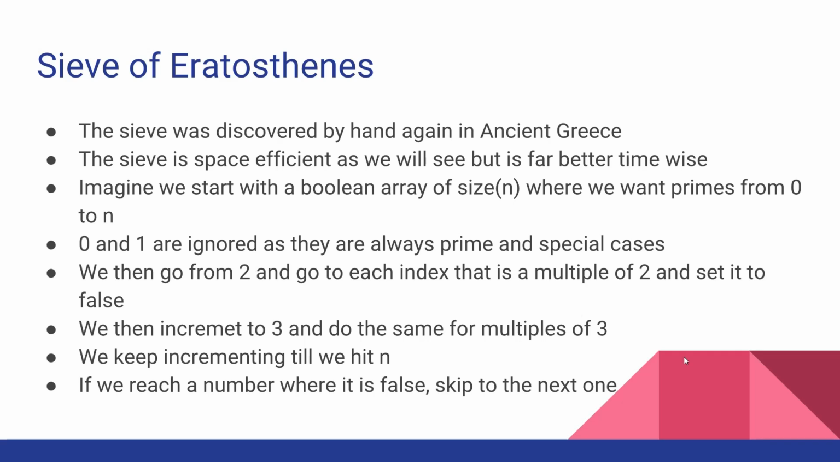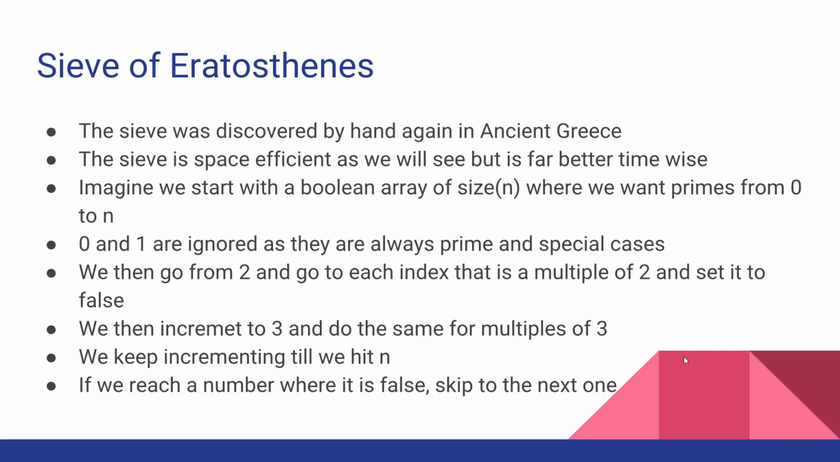So imagine we start with a Boolean array of size n, where n is the value we need to go from 2 to n to find all the prime numbers in that range. And then we need to make sure we ignore 0 and 1 by rule, because 0 is always going to be an insignificant number for primes, and 1 is also ignored for prime numbers. They're always going to be a special case, remember.